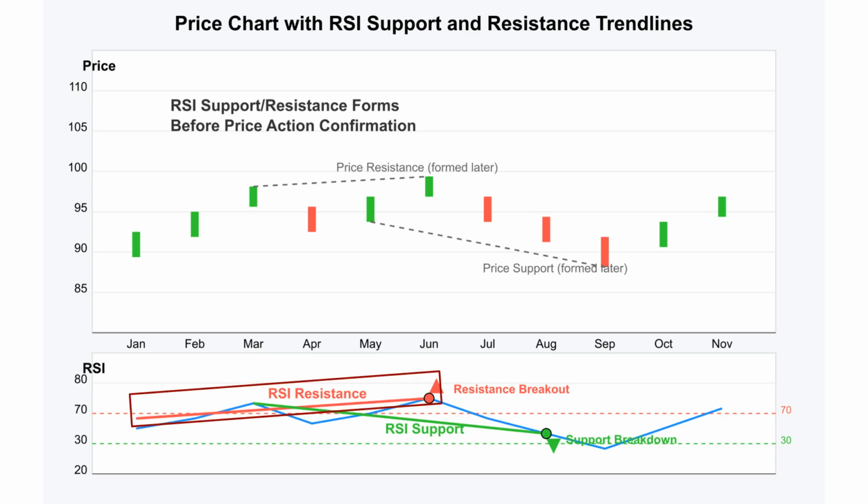The red resistance trend line connects RSI peaks from January through June, sloping downward and revealing weakening momentum despite new price highs. Meanwhile, the green support trendline links RSI troughs from March through August, showing strengthening momentum on pullbacks.